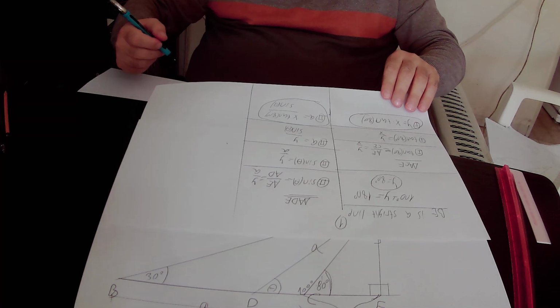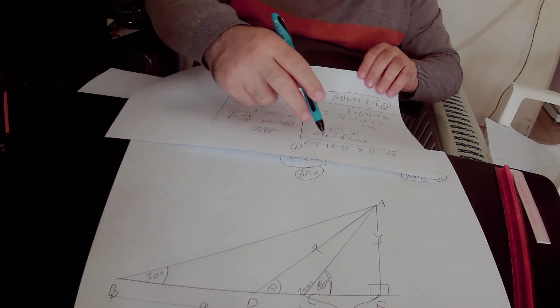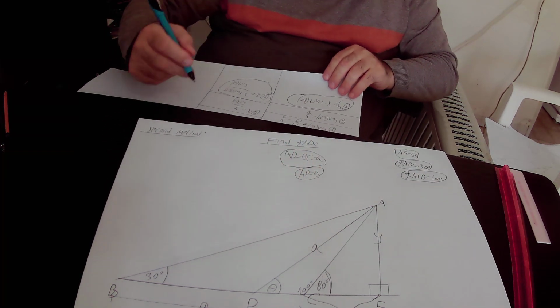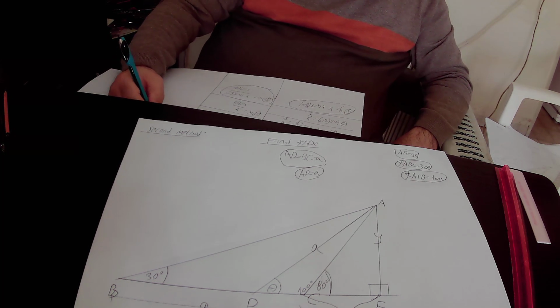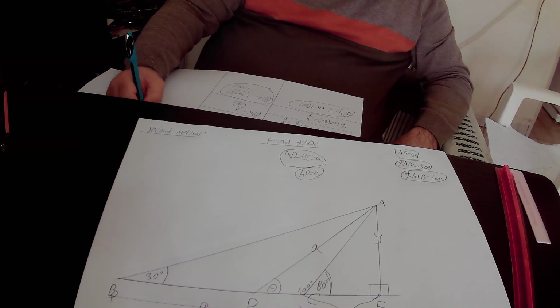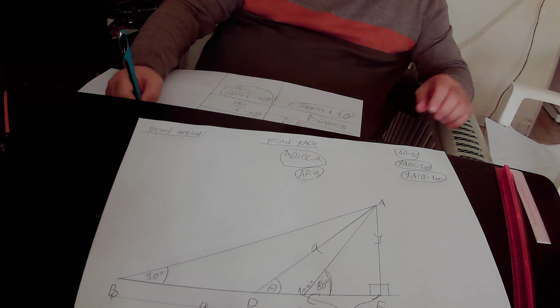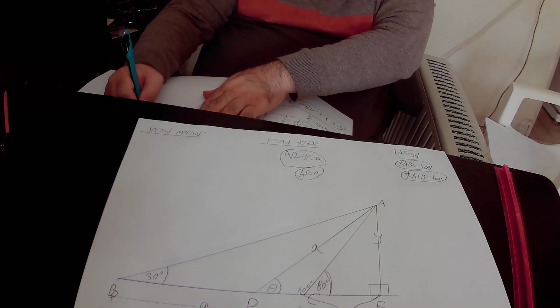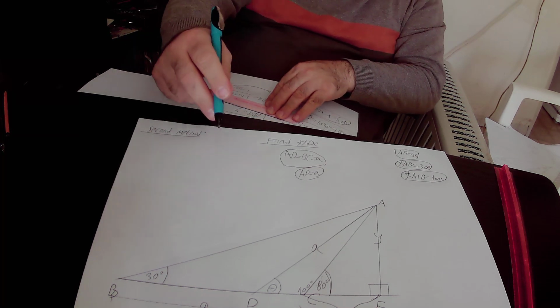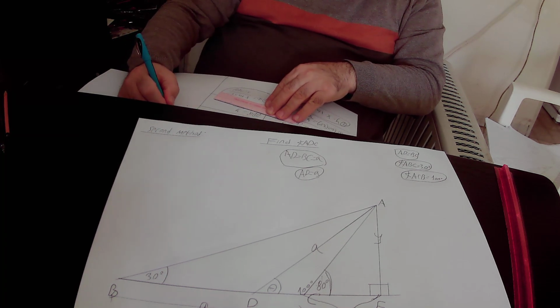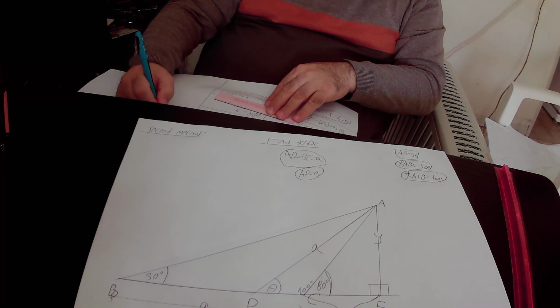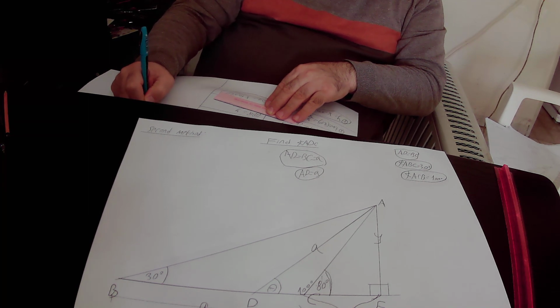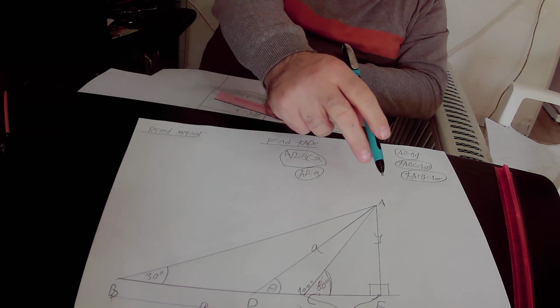In the next step, we will focus on the right triangle, triangle ABE. On the right triangle ABE, tangent 30 degrees equals AE over BE.